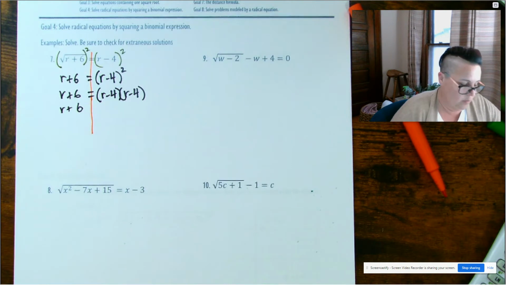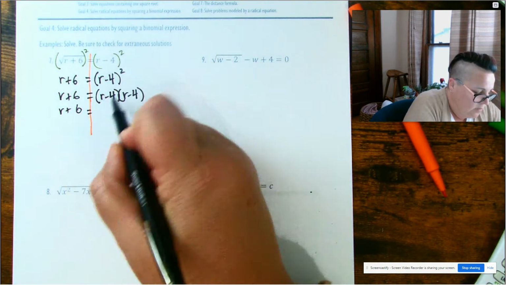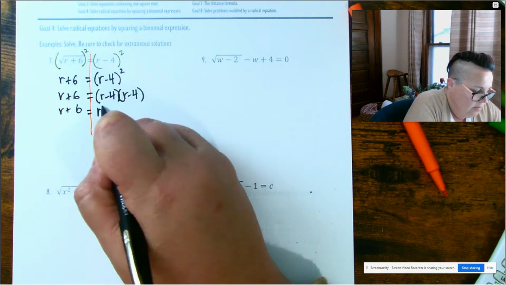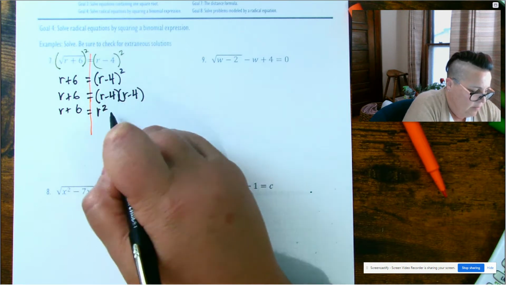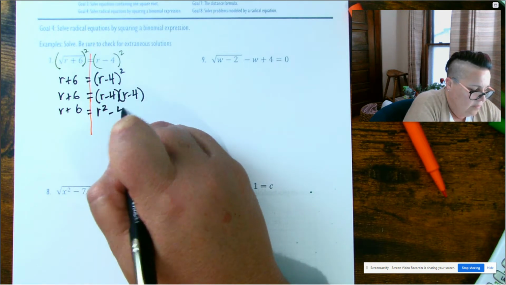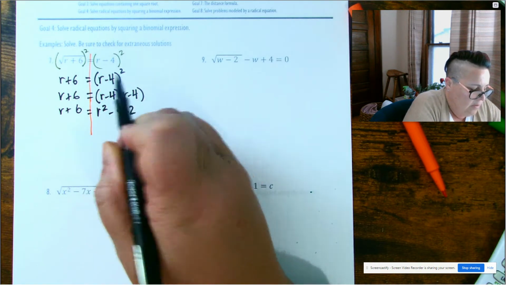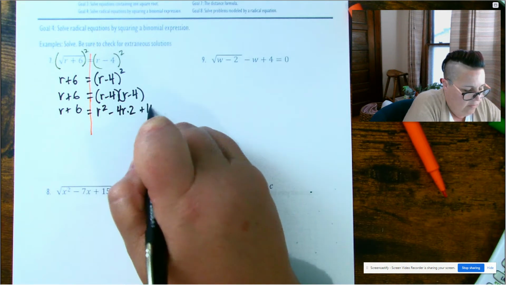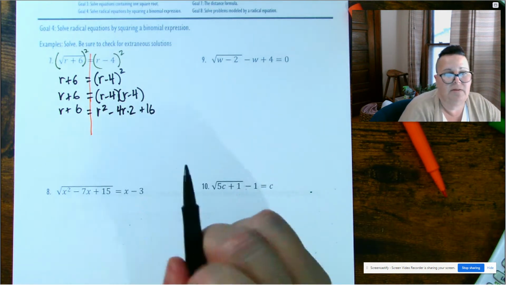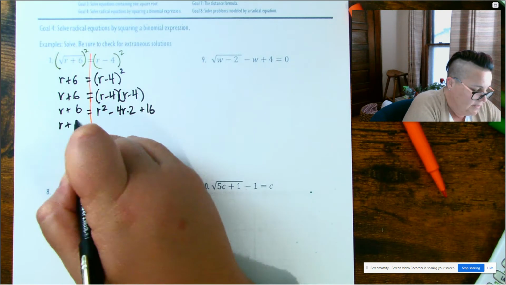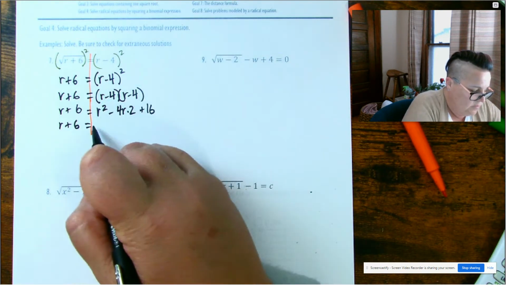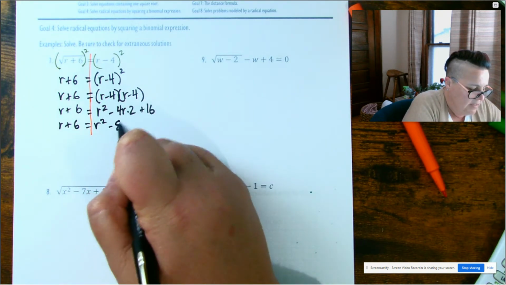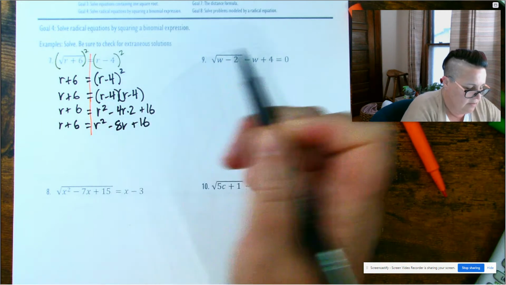Sorry, my pens keep rolling. So this is going to be square, multiply double, square. Right? Square, multiply double, square. So r plus 6 is equal to r squared minus 8r plus 16.